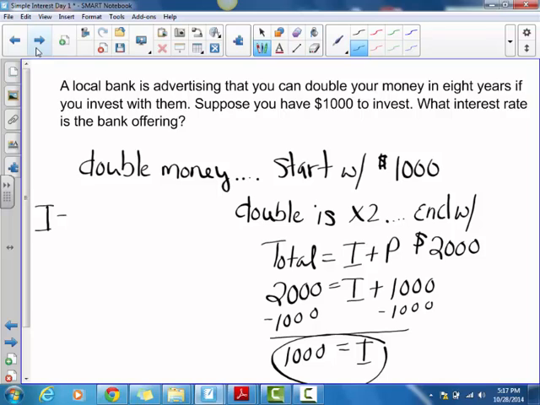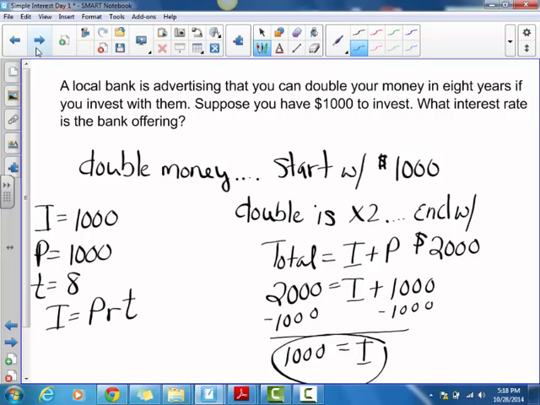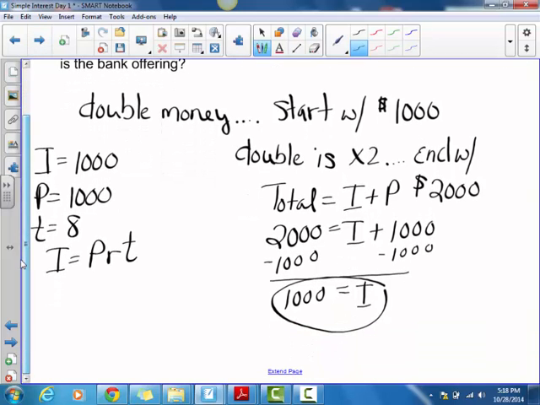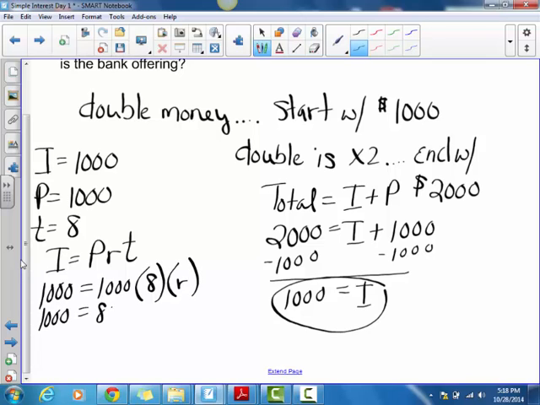So now I have I and I have P. I just need to figure out what the rate is. So I equals 1,000, P equals 1,000, and the time, 8 years, so T equals 8. Now let's set this up and solve for R. I equals P times R times T. So 1,000 equals 1,000 times 8, that's my time, multiplied by R. I don't know what that value is. 1,000 times 8 is 8,000.